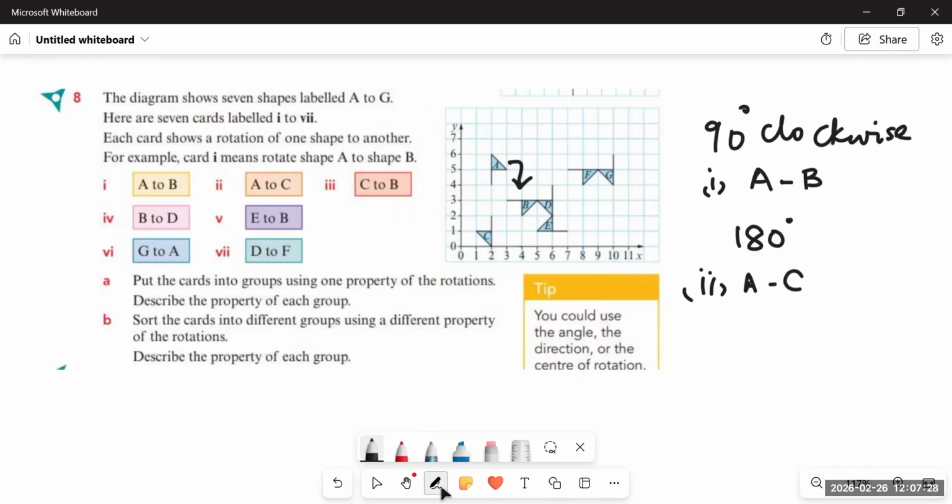Then C to B. C to B is again 90 degrees anti-clockwise. So we'll make the third one 90 degree anti-clockwise. C to B, because it's this movement. Okay, so here we will write C to B. We had three groups: 90 degree clockwise, 90 degree anti-clockwise, 180 degrees. Now B to D. B to D is straight, you can see. So B to D will fall in 90 degree clockwise.